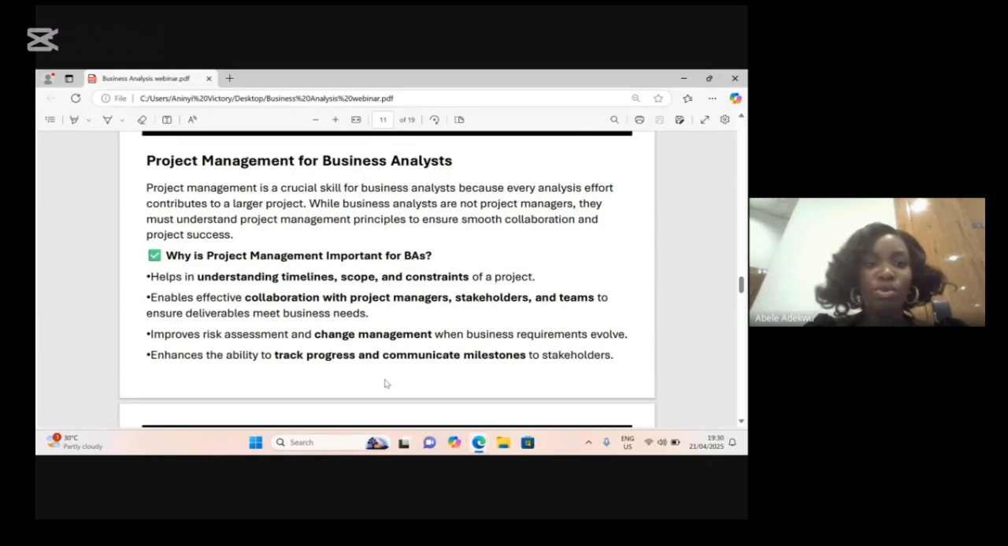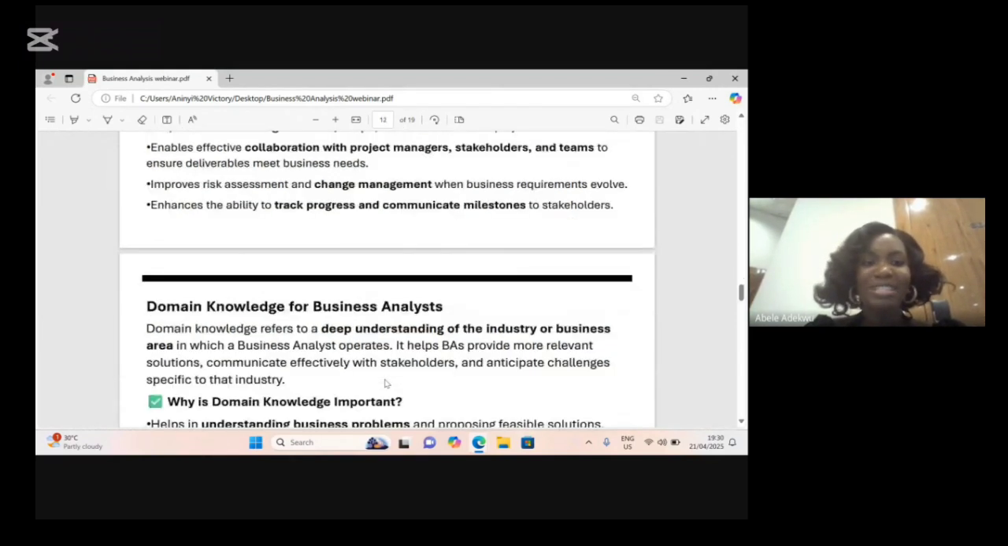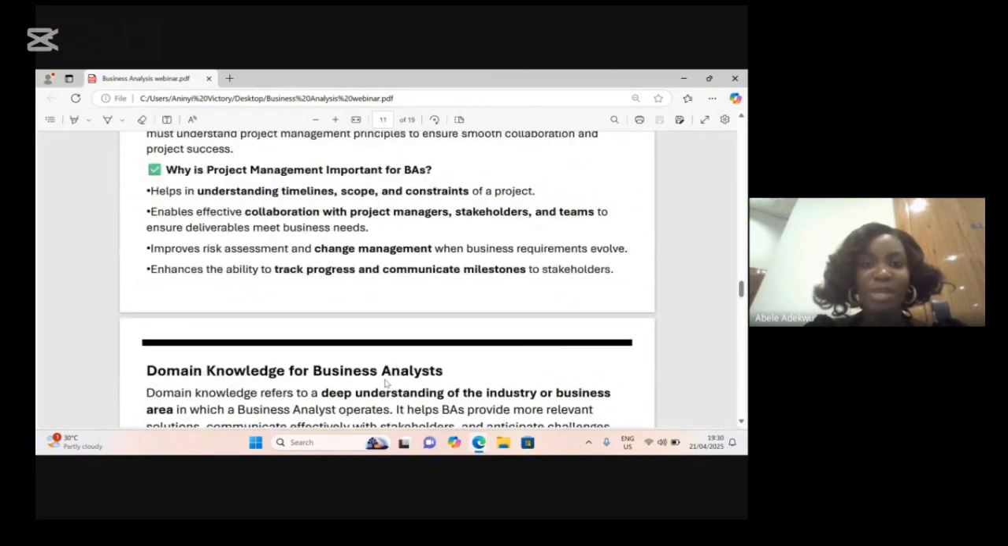And also, having the knowledge of project management helps us to effectively collaborate with project managers and stakeholders, as well as other teams. It helps us to meet the business needs. And also, it helps us to improve our risk assessment and perform change management when business requirements evolve, because change is bound to happen. There is no constant in every business. In every business, there's always a time for change.